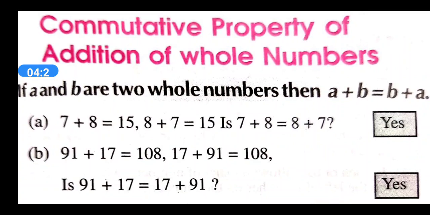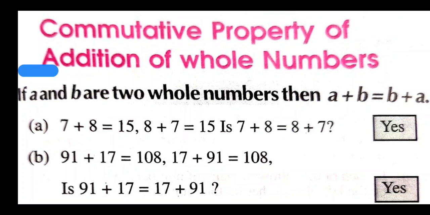And this property is known as closure property for addition of whole numbers. Next is the commutative property of addition of whole numbers. It states that if A and B are two whole numbers, then A plus B will be equal to B plus A. Now here we shall add any two whole numbers in two different ways by changing their order, and we will check whether the sum in both cases are same or not.